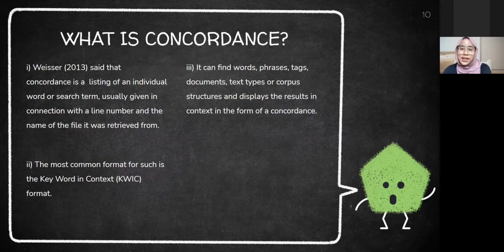What is concordance? Weisser 2013 said that concordance is a listing of an individual word or search term usually given in connection with a number line and the name of the file it was retrieved from. The most common format for such is the keyword in context (KWIC) format. In the English Corpora, it can find words, phrases, text, documents, text types, or corpus structures and displays the results in context in the form of concordance.